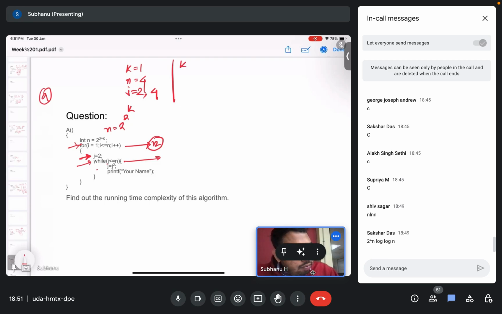Then k will start from 2, then n is equal to 16, then j is equal to 2, 4, and it will come again and it will be 16.